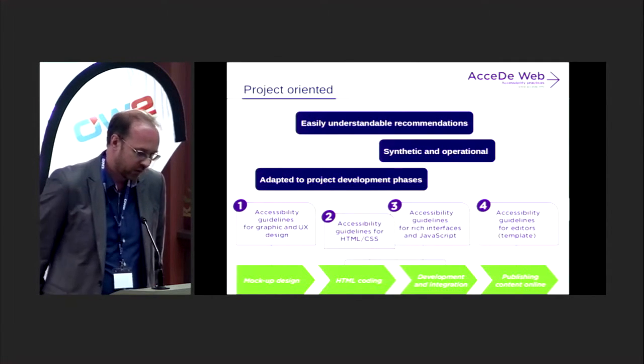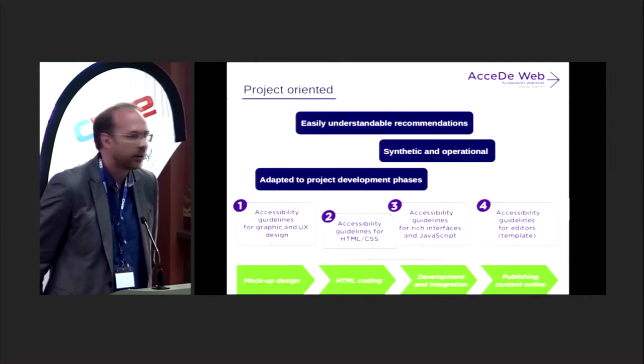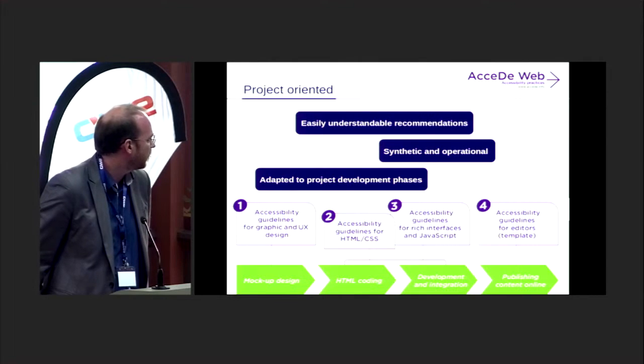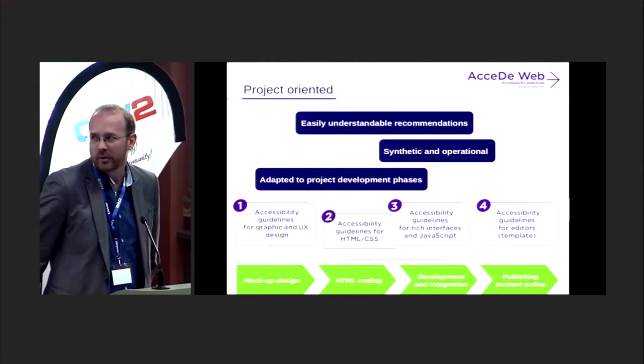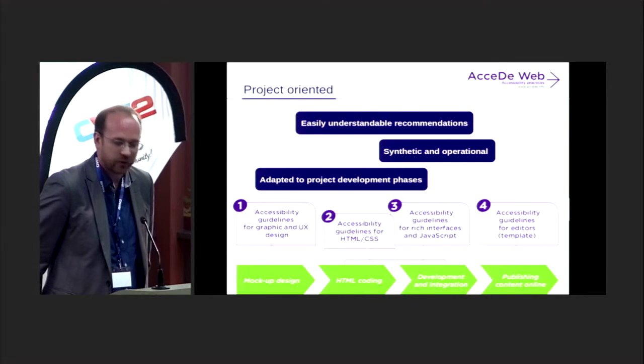The second one is for HTML and CSS, which are the basic code and basic needs that most web projects will need to go through. The third one is for rich interface applications. It can be carousels, tabs and things like that. For any patterns that are close to real applications and that we can find on the web, you'll find information about how to make them accessible in this guideline.